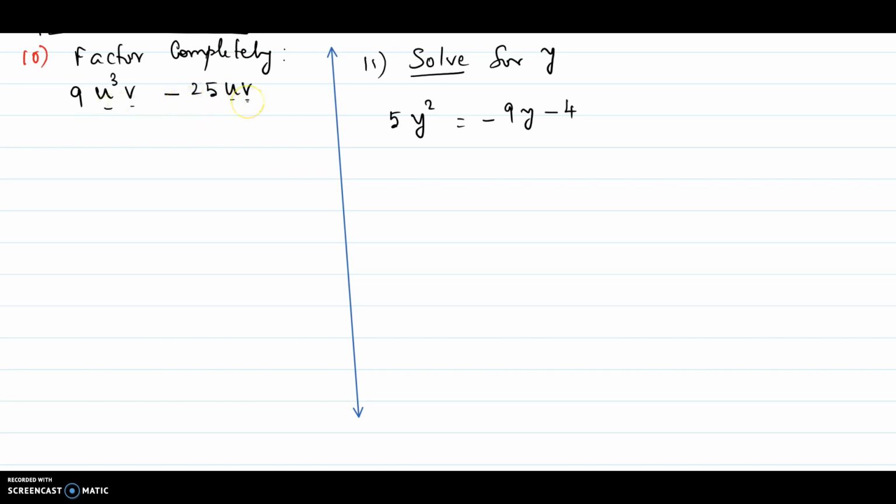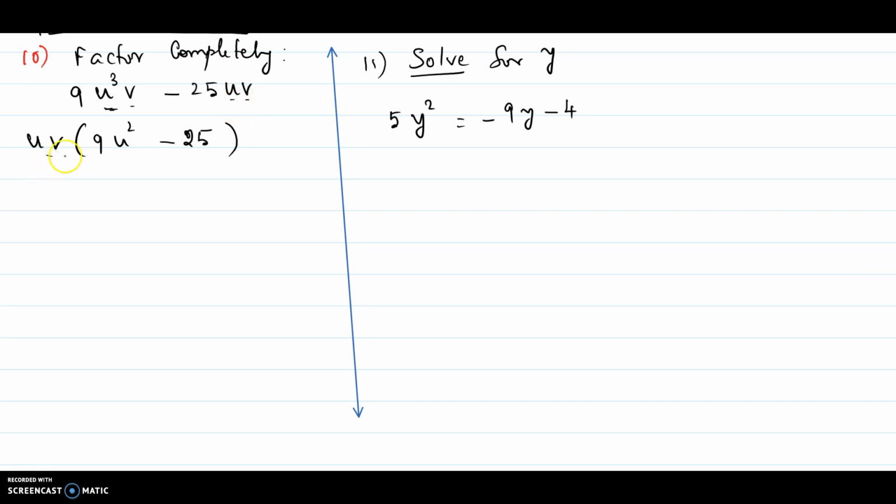So in both terms, you find u and v common. So pull that out. Then inside the parentheses, you'll write 9u square. So if you multiply 9u square and uv, you get 9u cube v. Same way, you are left with negative 25 for the second term. If you multiply negative 25 with uv, you get the second term negative 25uv.